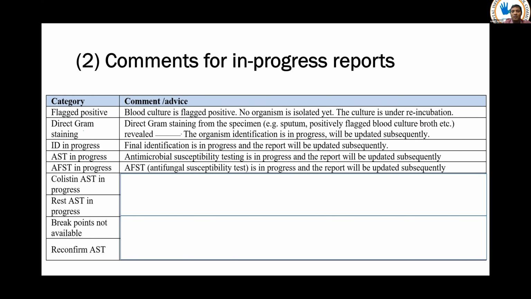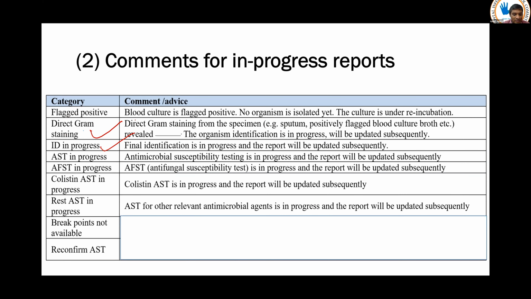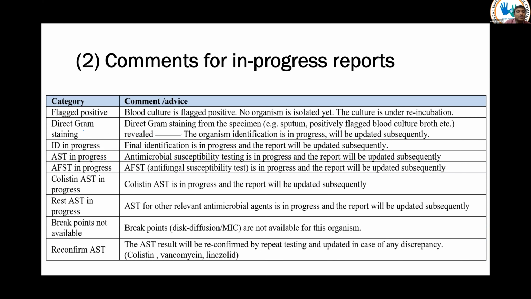If ID is available, you have to write that AST will be reported subsequently. If AST is in progress, ID progress, AST progress, or you have reported the AST and only colistin has not been reported, then colistin AST is in progress. Or if some antibiotics you are not reporting, then you write that breakpoints are not available, therefore we are not reporting. Whatever you are doing and whatever is yet to be done, all those in-progress reports, what is awaited, it is the duty of the microbiologist to inform the clinician.